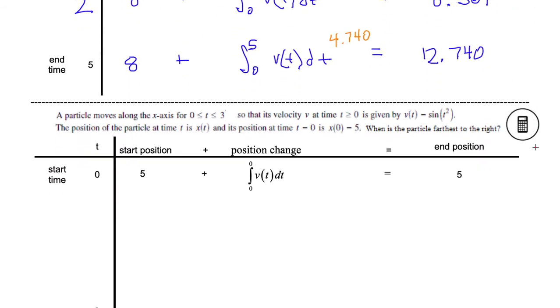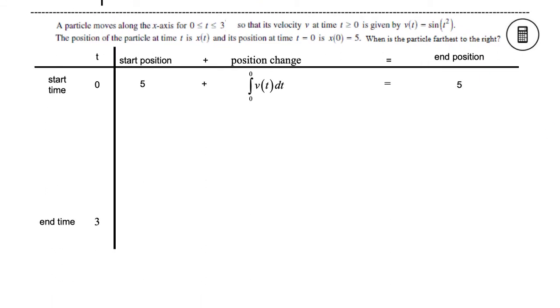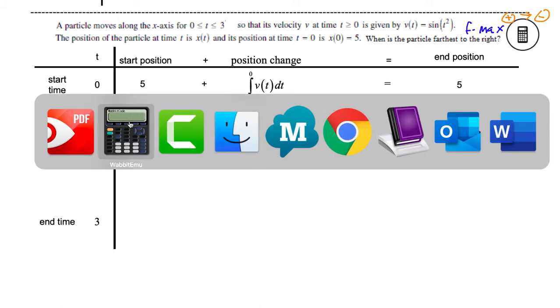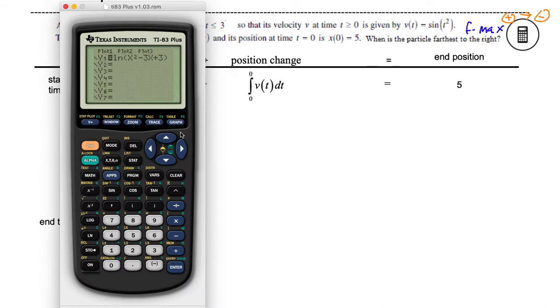All right, moving on to a new question now. That's not from the notes from before. All right, we have our function. We're looking farthest to the right, so we're really looking for an f max in this case. So a maximum, the definition of that is going from a positive to a negative. So let's plug everything into our calculator. Our y equals, let's clear out of that. And again, this is going to be sine of x squared.